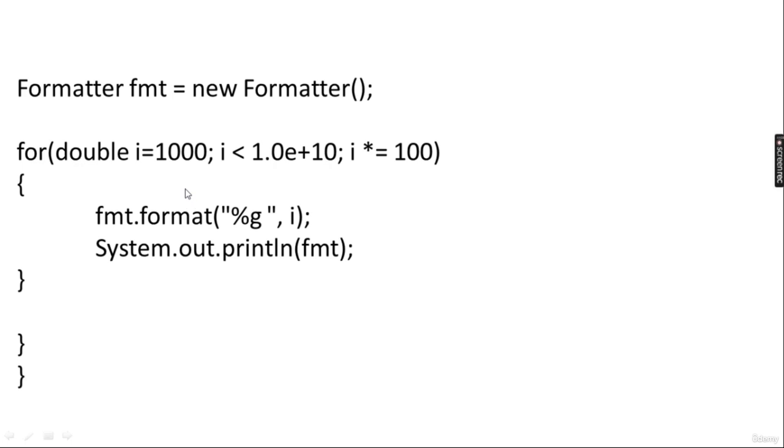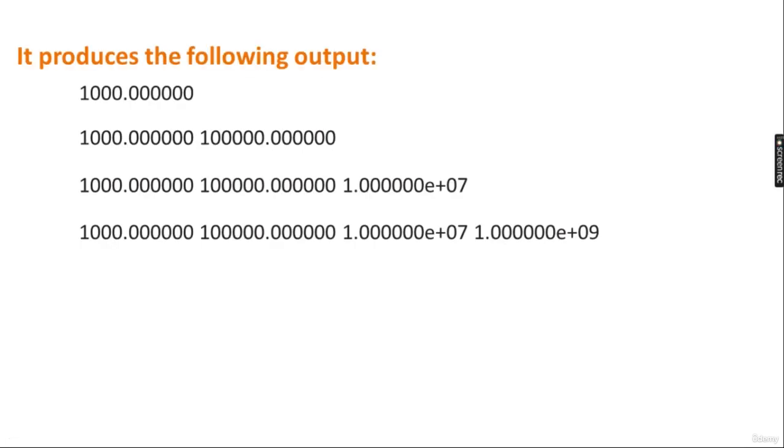For a double from 1000 up to less than 1.0e+10, i *= 100, meaning i is equal to i times 100. So the formatted string using %g is displayed, and whatever the shorter format is will be displayed: 1000, then 1 lakh, and then e+07, e+09, and so on.